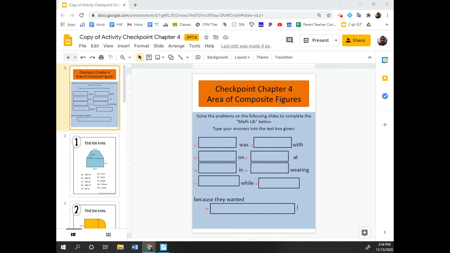I don't care exactly when you do this activity as long as it's done by Monday at midnight, okay? So this is checkpoint 4, checkpoint 4. This is the second part.